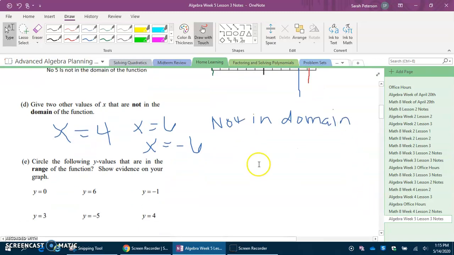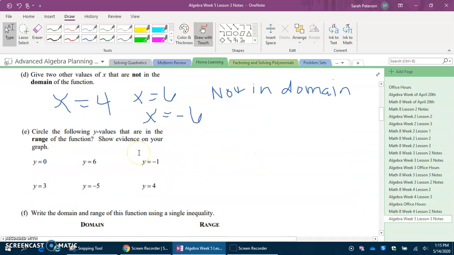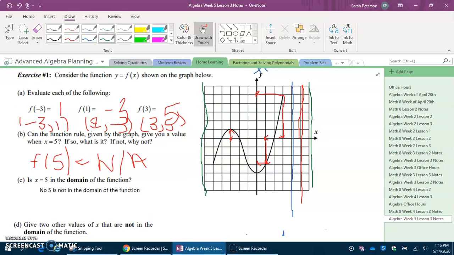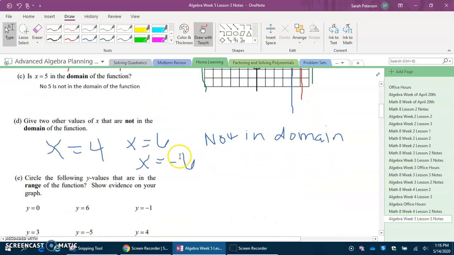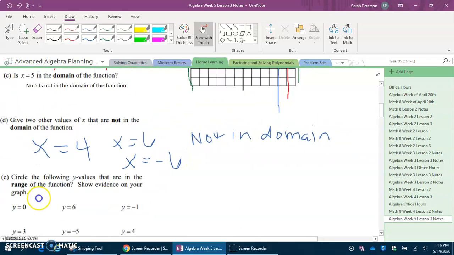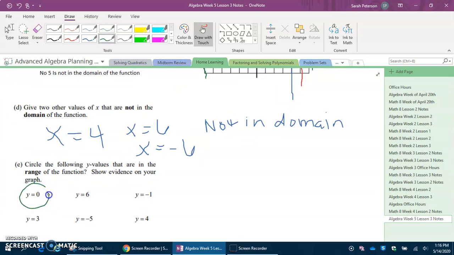So then similarly, we can look at range. Circle the following y values that are in your range of the function. Show evidence on your graph. So y equals 0. Y equals 0 is right here. It's when my y value is 0. Look at my function, it's all over there. So I'm looking at my y, my function is there. So yes, that is in the range. Oh, we do need to circle it. So y is 0 is in our range.